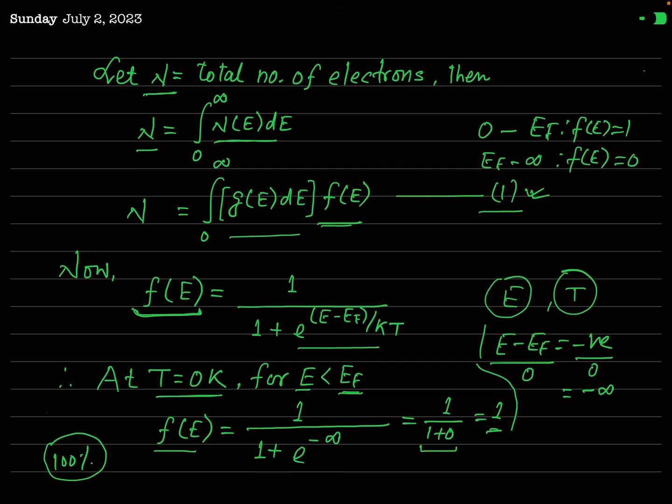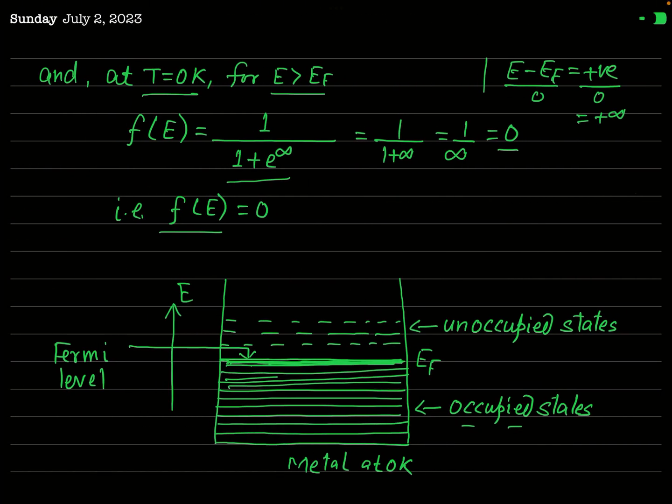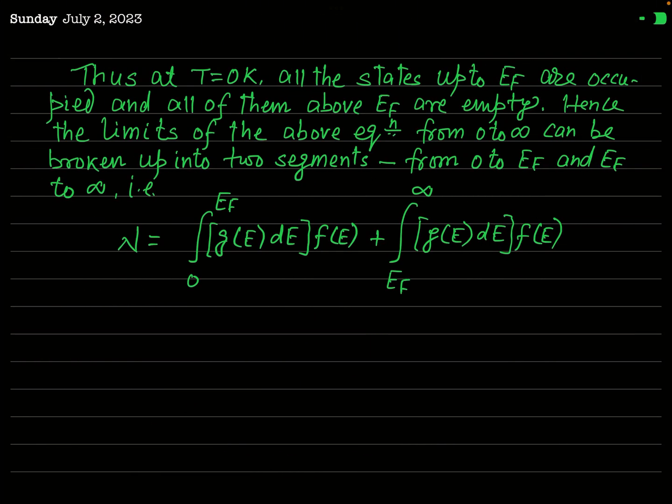So you can see I have written that n is equal to the integral of g of E dE f of E from 0 to EF, plus the integral of g of E dE f of E from EF to infinity. And as you have seen, in this energy range between EF and infinity, this f of E is equal to 0.